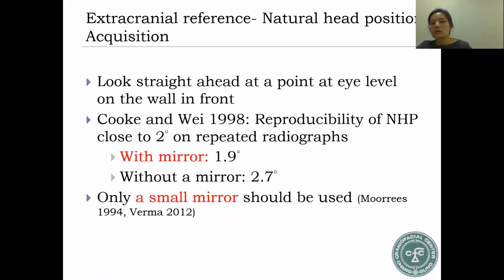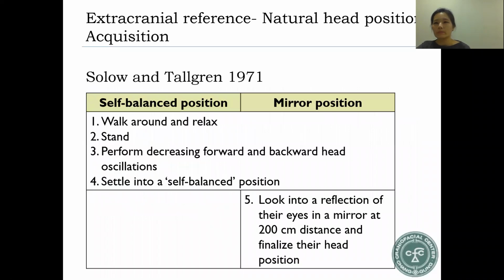A small mirror is suggested to record natural head position because a small mirror can force subjects to look straight ahead into the image of their eyes. And the long mirror will preclude standardized head position, and we will get a non-standardized head position instead. And that is the patient's individual habitual posture.